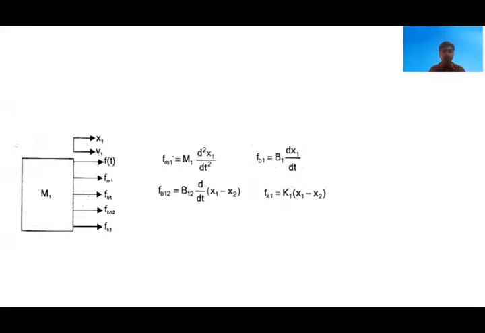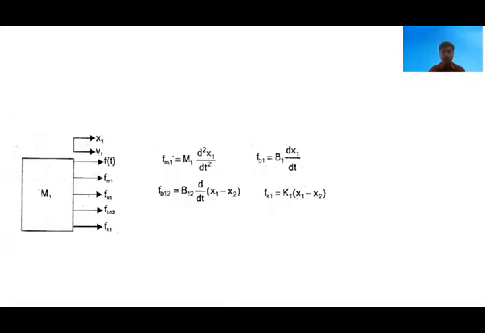Now we'll write the differential equation at node 1 from the free body diagram. Since we know that the opposing force Fm1 is equal to m1 d square x1 by dt square, Fb1 is equal to b1 into dx1 by dt, Fb12 is equal to b12 into d by dt of x1 minus x2, because b12 is connected in between m1 and m2. The velocity is the differential velocity, and Fk1 is equal to K1 into the differential displacement x1 minus x2.